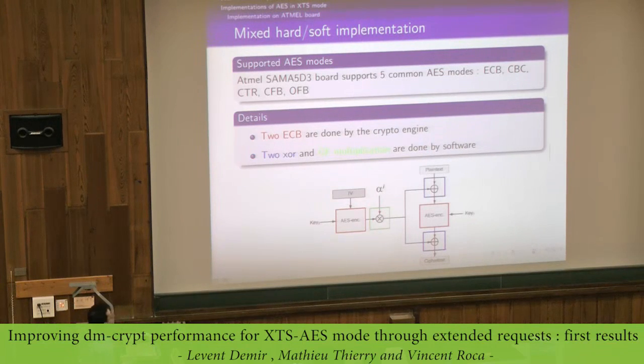So now, inside the Atmel module, we have implemented... I have to say that on the board we have, there isn't XTS mode. As you can see, there are just 5 common modes. However, we have implemented a mixed hardware and software implementation. Why? Because, as we have seen before, this encryption uses ECB, and ECB is present in the Atmel board. So there are colors. The 2 ECB operations are made by the crypto engine. The 2 XORs and the Galois field multiplication are made by software.